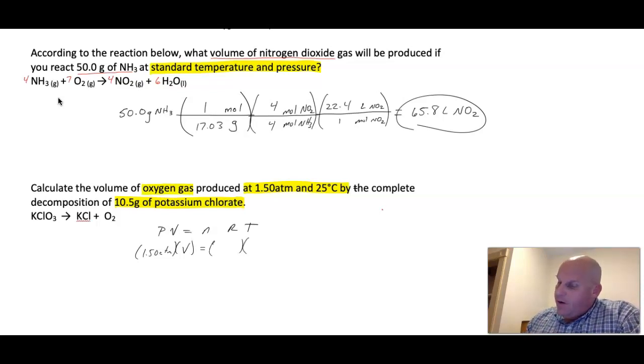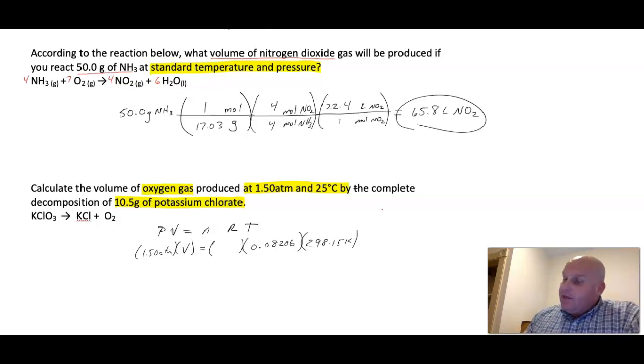I know our gas constant, and I have a temperature of 25 degrees Celsius. So when I convert that to Kelvin, I would get 298.15 Kelvin. So that's where the gas law comes in. This is the gas law part of this gas stoichiometry problem. I'm going to use the ideal gas law.